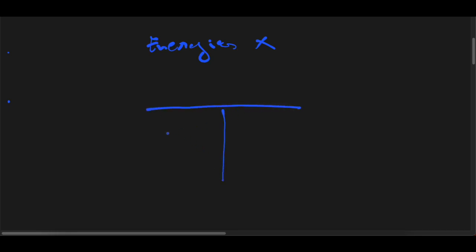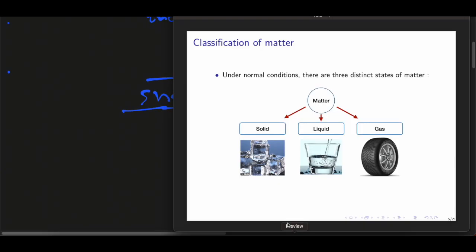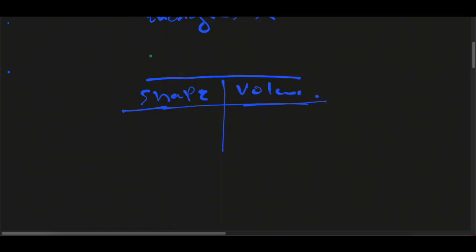So we make just a small table. Here we'll talk about shape and volume. We start with the solid. The solid state, like here the ice cubes, we can see that the solid state has a definite shape and a definite volume. So the solid has a definite shape and a definite volume.